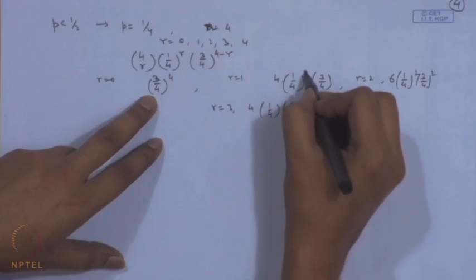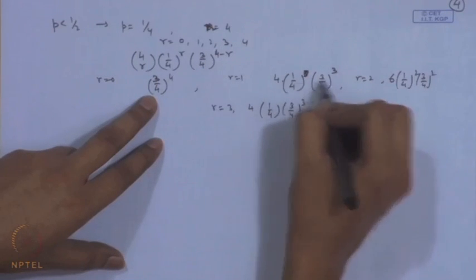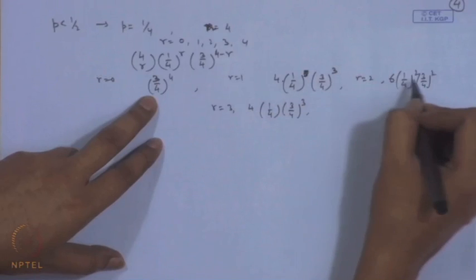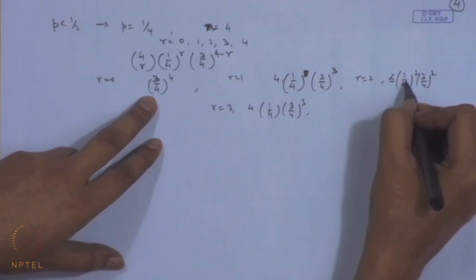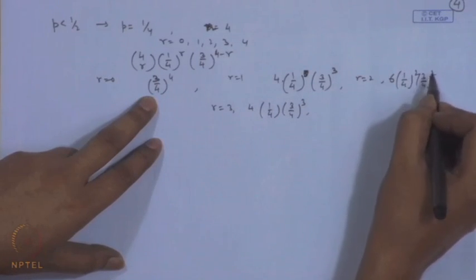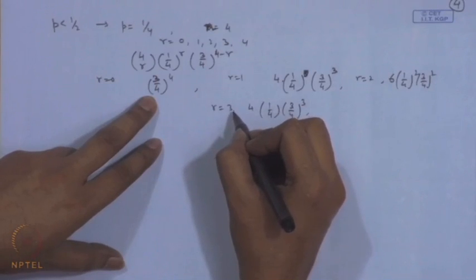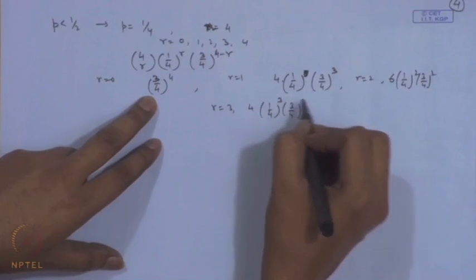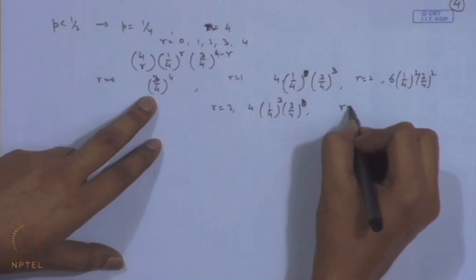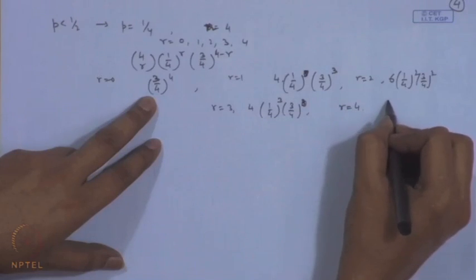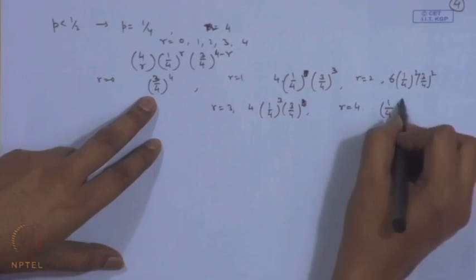Corresponding to r is equal to 1, this will be 4, 1 by 4, 3 by 4 cube. Corresponding to r is equal to 2, it is 6 into 1 by 4 square, 3 by 4 square. Corresponding to r is equal to 3, this is 4 into 1 by 4 cube, 3 by 4, and corresponding to r is equal to 4, this will become 1 by 4 to the power 4.